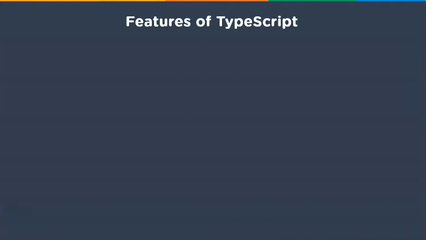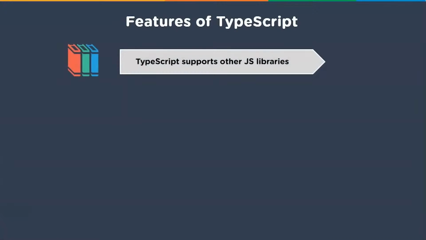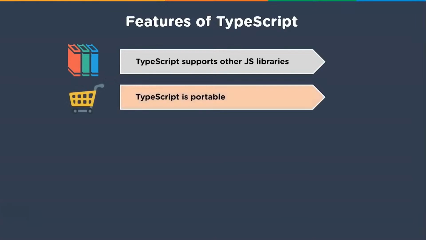Now let us look at the features of TypeScript. TypeScript supports other JavaScript libraries. TypeScript is a new Microsoft language that is a highly typed superset of JavaScript, with support for object-oriented programming and other current features like decorators. Because browsers and Node comprehend JavaScript, TypeScript compiles to JavaScript.